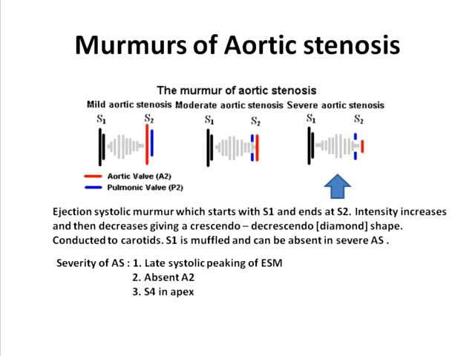The murmur of aortic stenosis is the ejection systolic murmur. You can see the arrow mentioned in the last, which indicates severe aortic stenosis. The murmur starts at S1 and ends before S2. The intensity appears to increase and then decrease. As you can see, it gives a crescendo-decrescendo pattern, or the diamond-shaped murmur. The murmur is conducted to the carotid. The A2 is muffled and it can be absent in AS. It is an error that it is mentioned that S1 is muffled.